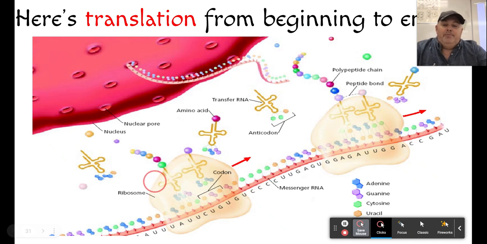Again, once the transfer RNA has lost its amino acid, it's going to go out and get that same amino acid somewhere out here in the cytoplasm and bring it back down to again try to find another pair.